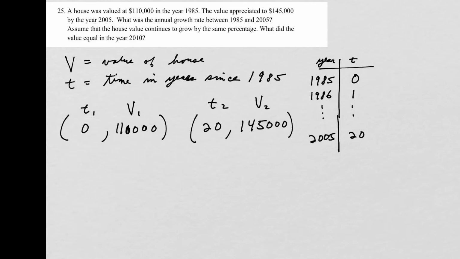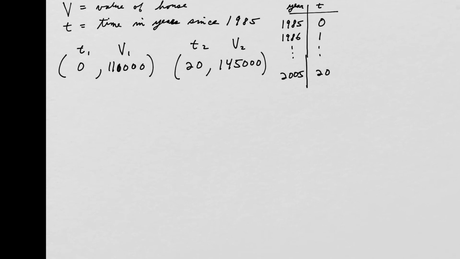Okay, so the general equation is going to be an exponential function, because it's growing by the same percent each year, so it has to be modeled by an exponential function. Since V is the value of the house in dollars and T is the time in years since 1985, I can write that general function the following way: V of T is equal to A times 1 plus R to the T.